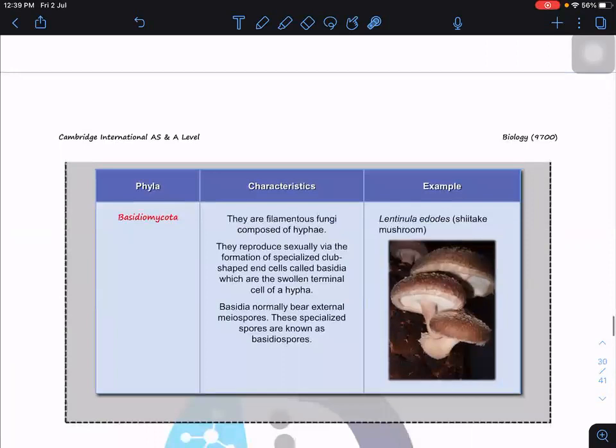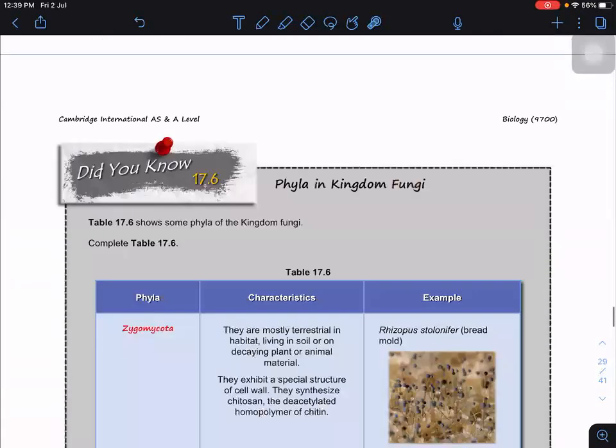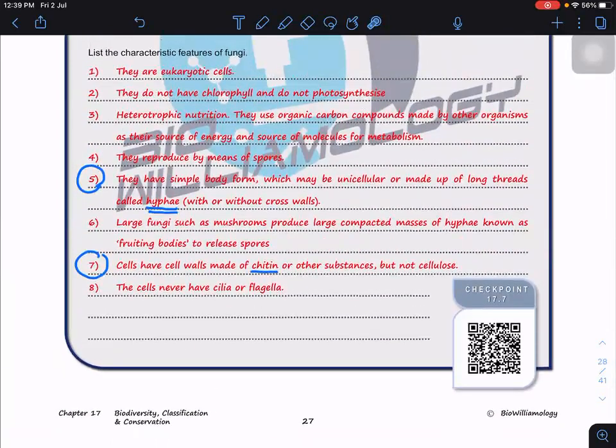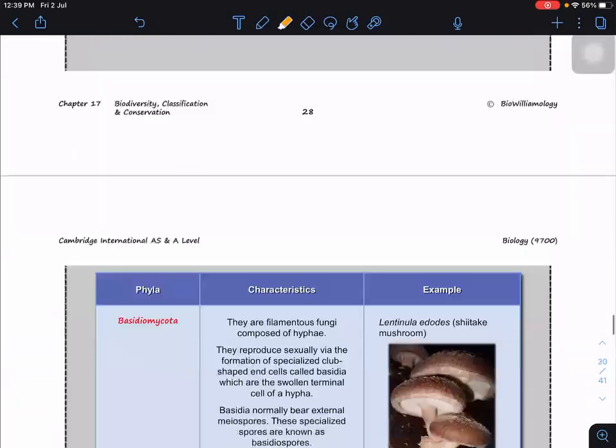And then the one that we normally eat belongs to the Basidiomycota, where they have the fruiting body. Can you see that? The shiitake mushroom, can you see a fruiting body? So what we eat here actually is the reproductive structure. They produce a spore, called the basidiospore. So they release spores. They reproduce by releasing the spores.